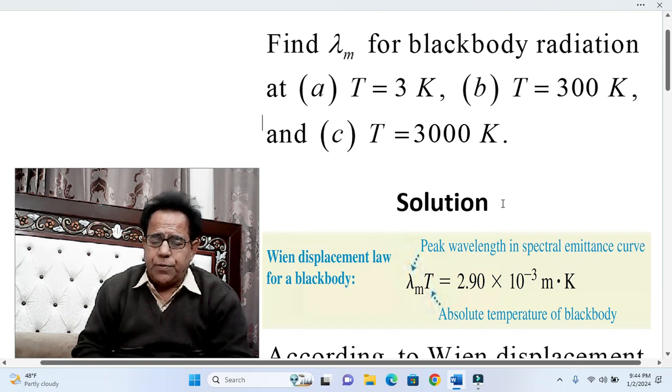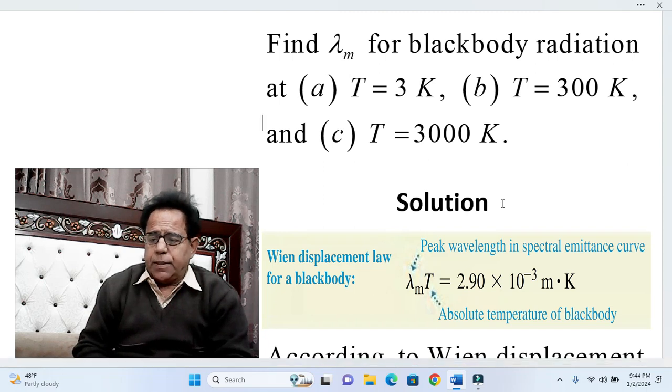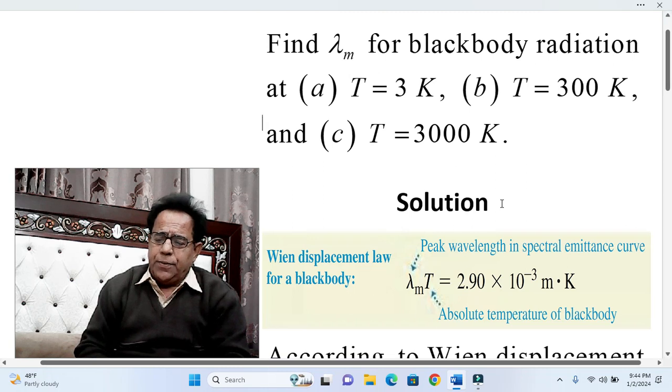Problem having been chosen from the same book Modern Physics by Paul A. Tipler. As usual, we first come to its statement. Find lambda m for black body radiation at part A T equal to 3 Kelvin, part B T equal to 300 Kelvin, and part C T equal to 3000 Kelvin. Quite simple. Wein displacement law is applicable.